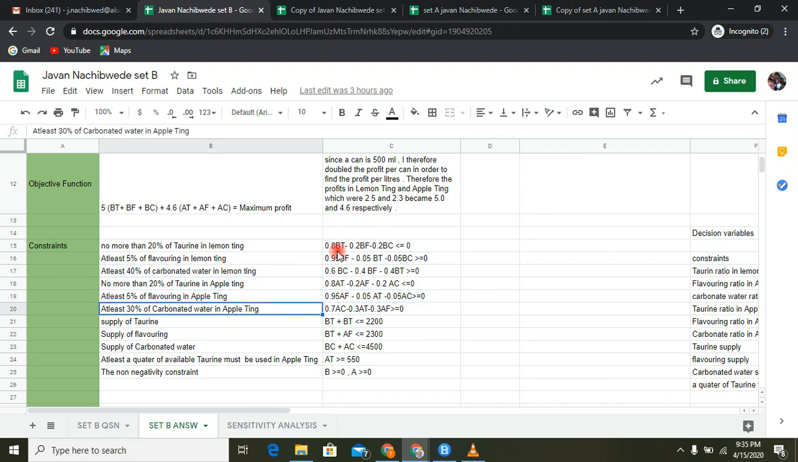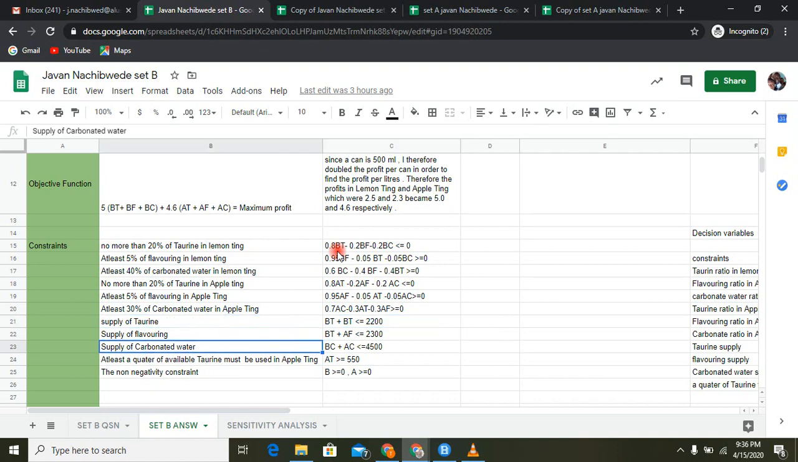After we are done with the constituents in the apple tongue and the lemon tongue, we go to the total supply. This applies to both the apple tongue and the lemon tongue combined. The supply of taurine was 2,200, so when you add, it should be less than or equal to that number and should not surpass it. Supply of flavoring was 2,300. Supply of carbonated water was 4,500.